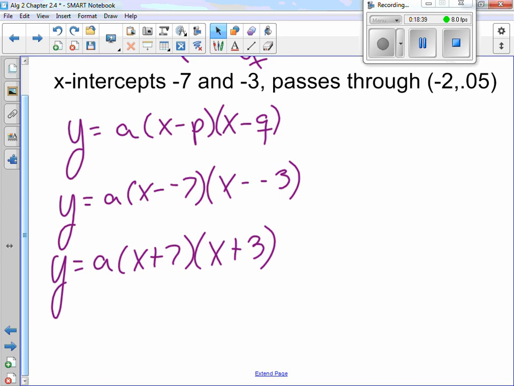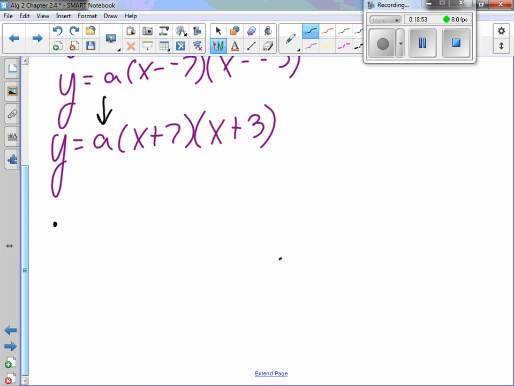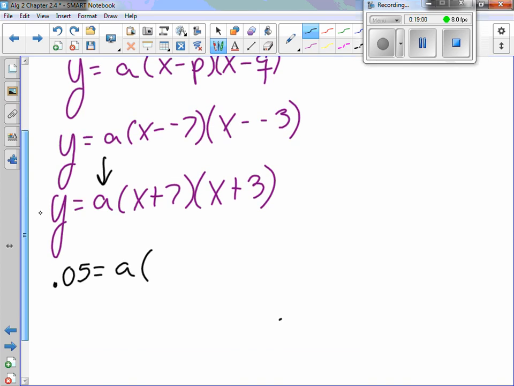Now we still need to find the value of A, yes? Well, how did we do it for vertex form? We took the point and plugged it in for X and Y, yes? We're going to do the same thing here. So the Y value is 0.05. X was negative 2.